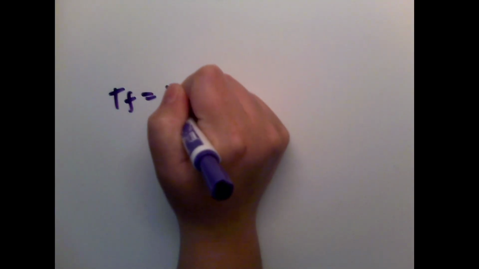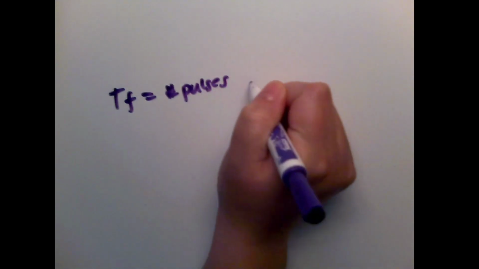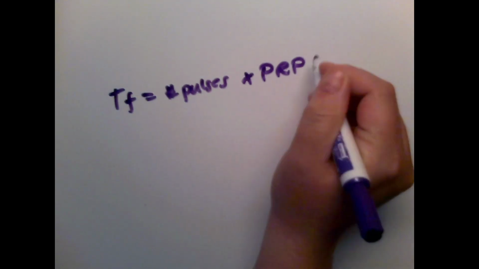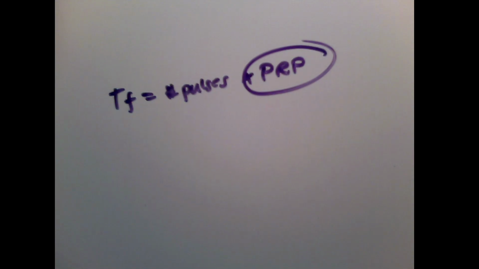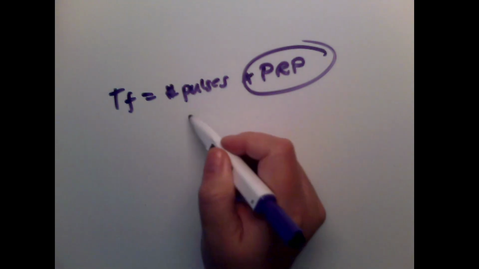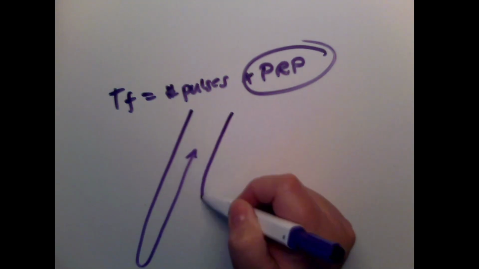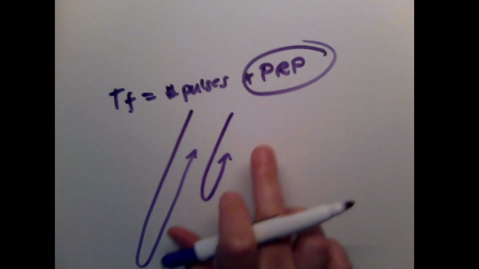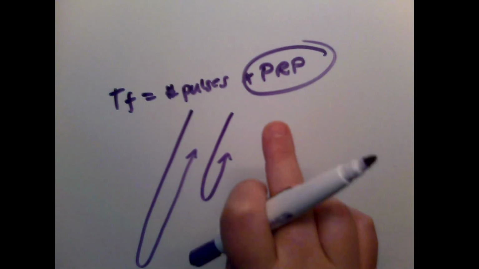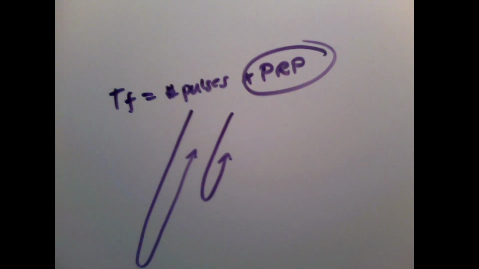So if you remember back to that other formula that I showed you, T-frame equals the number of pulses multiplied by the PRP. What I want you to recall about PRP is that PRP has everything to do with depth, remember? The more depth that we have, the longer it took for pulses to leave and return versus shallow depth, right? So PRP has everything to do with depth. When we increase our depth, our PRP also increases.